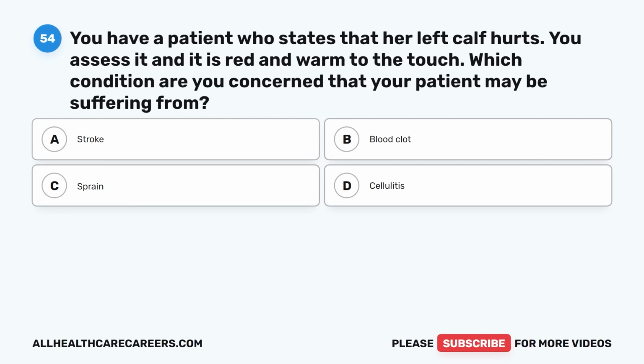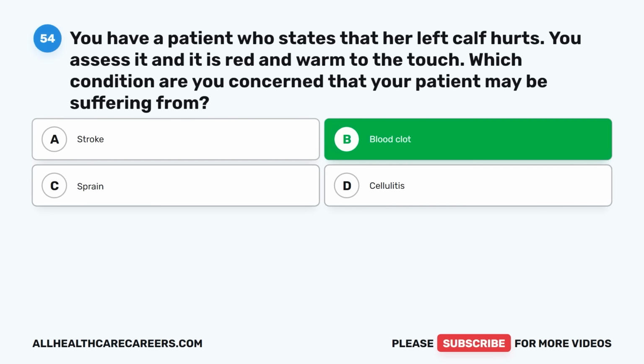Question 54. You have a patient who states that her left calf hurts. You assess it, and it is red and warm to the touch. Which condition are you concerned that your patient may be suffering from? A. Stroke, B. Blood clot, C. Sprain, D. Cellulitis.